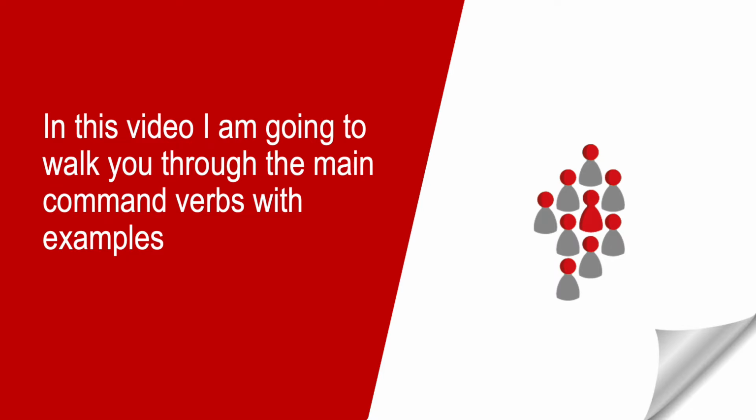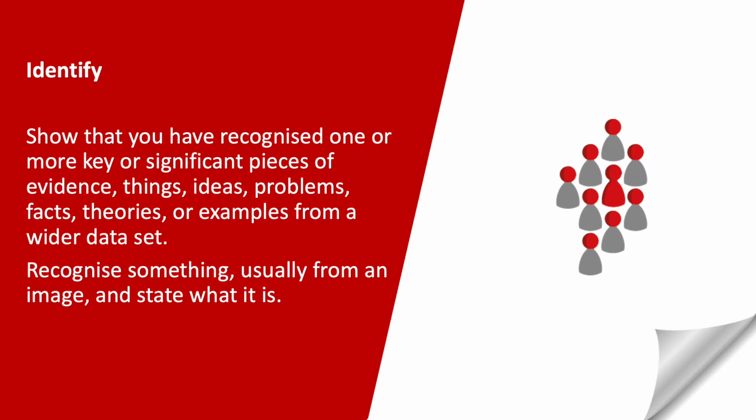And like I say, I'm going to go through these and hopefully give some examples and give some ideas so that you can get an even better handle on what to do when you see these words within the assessment criteria. So the first one we're going to look at is identify. Now with identify, you want to show that you have recognised one or more key or significant pieces of evidence, things, ideas or problems, facts, theories or examples from a wider data set.